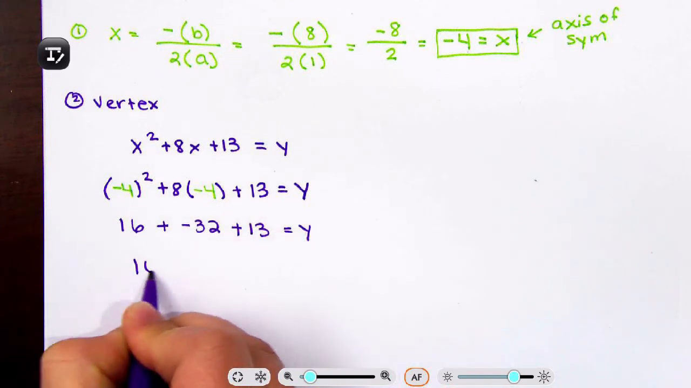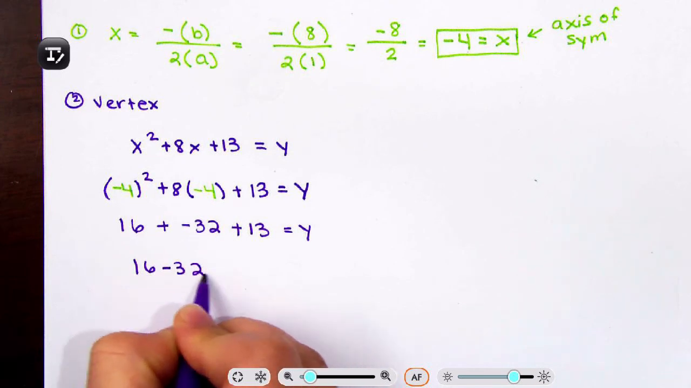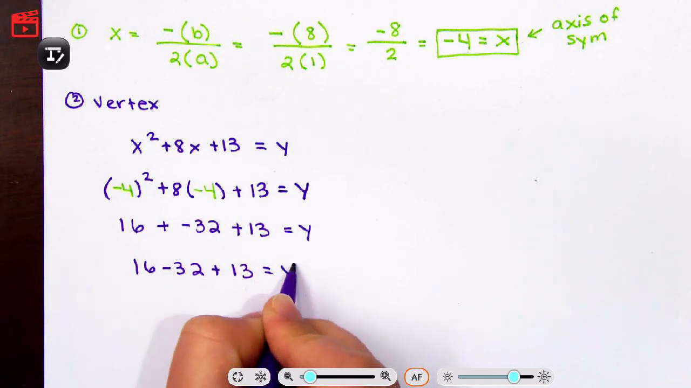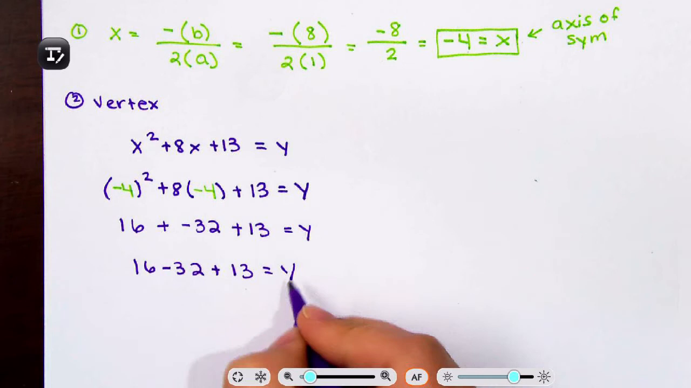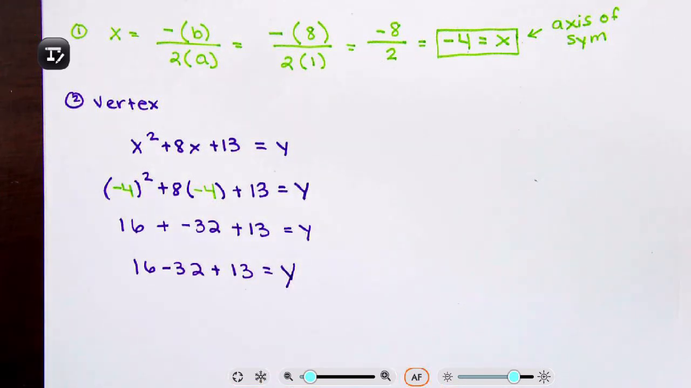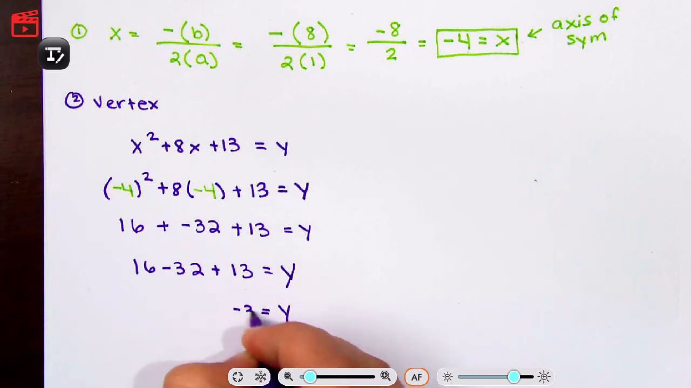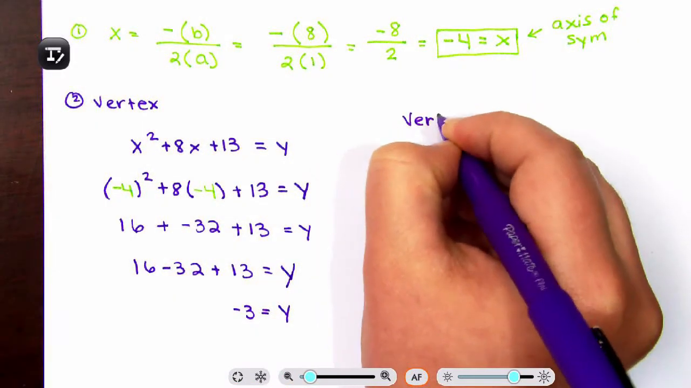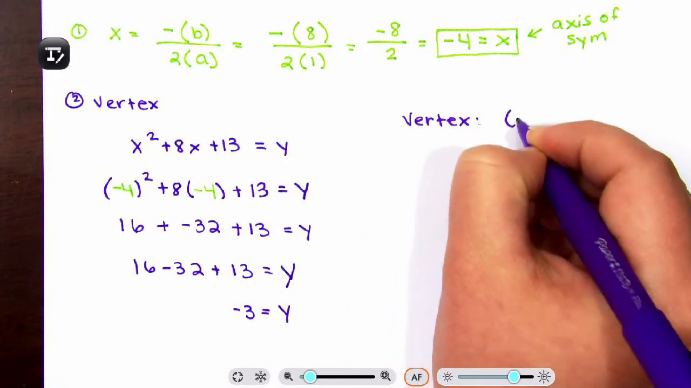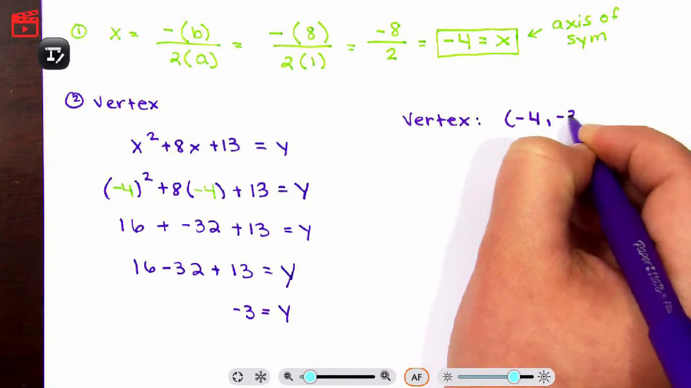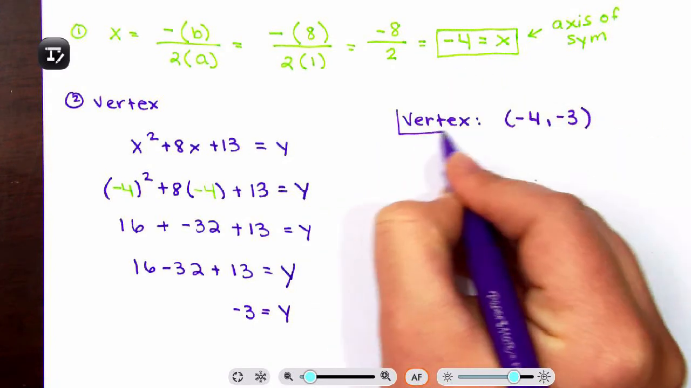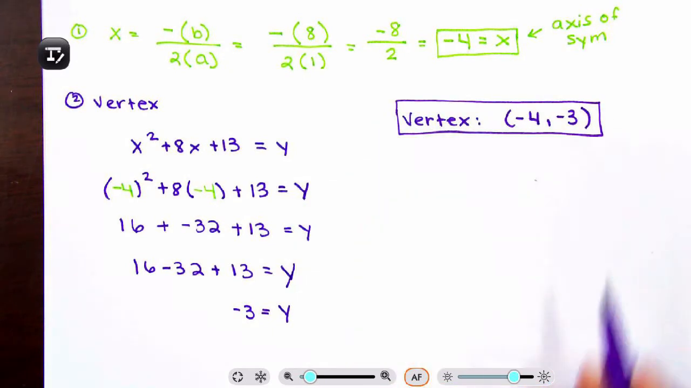So I'm just going to rewrite this. 16 minus 32 plus 13 is equal to y. And again, if you're in my class, feel free to use a calculator, so that way you can eliminate any small hiccups. So we have 16 minus 32 plus 13, that gives us a -3. So that means our vertex is at (-4, -3). So when our input was -4, our output was -3.